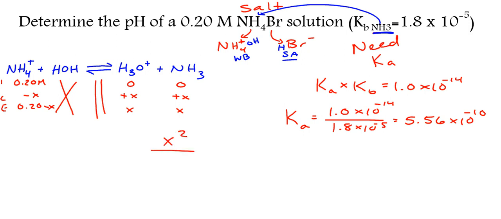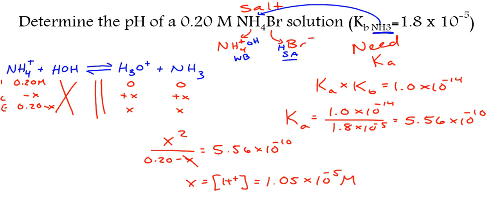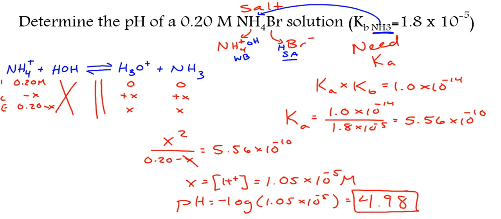So my Ka is 5.56 times 10 to the negative 10th. So it's going to be x squared over 0.2 minus x equaling my Ka. X is going to be equaling my H plus. And I get 1.05 times 10 to the negative fifth. And then I take this home, solving for pH. Which results in 4.98 as the final pH of this salt solution.